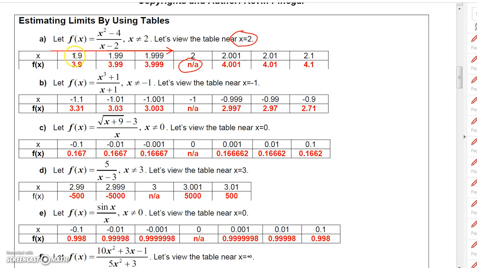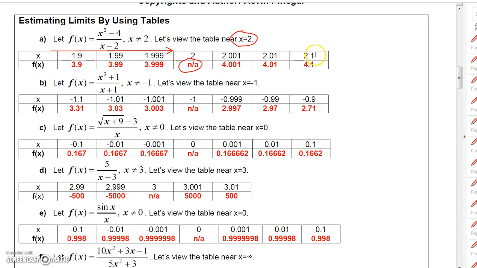Well, if you'll just take your calculator and plug 1.99 in here, and then see what you get, 1.99 squared minus 4 over 1.99 minus 2, you'll get 3.99. And then if you do the same thing for 1.999, you'll get 3.999. So it appears that the closer I get to 2, the closer this y value is becoming to 4.